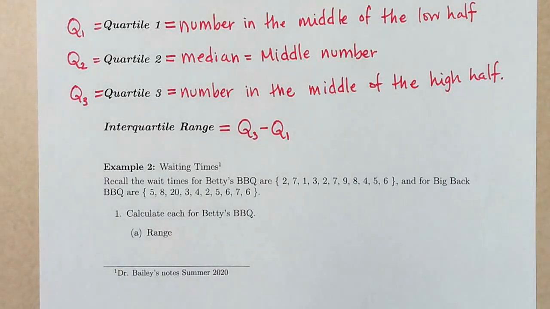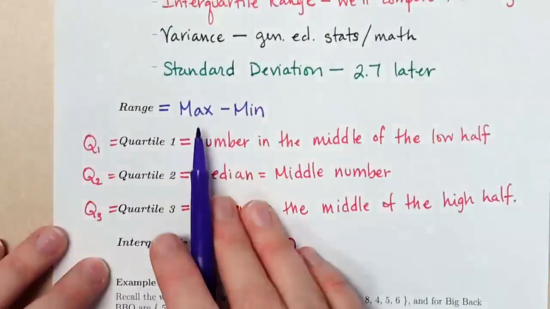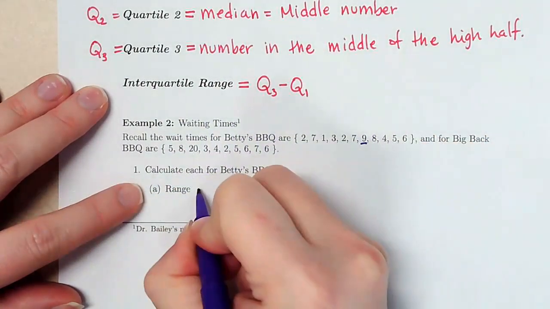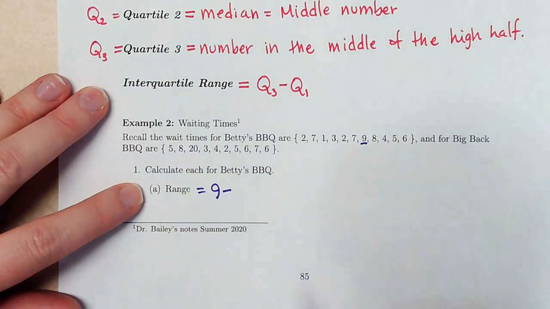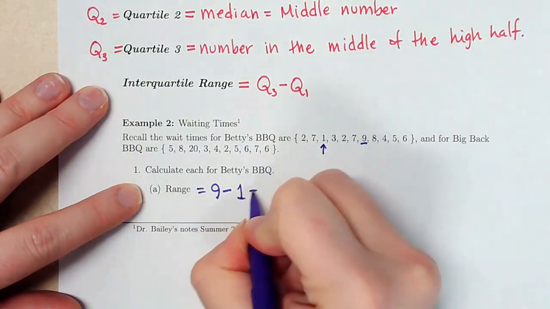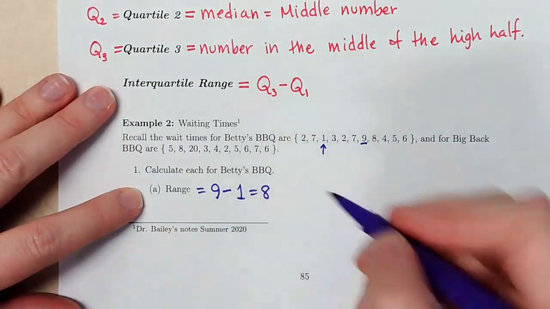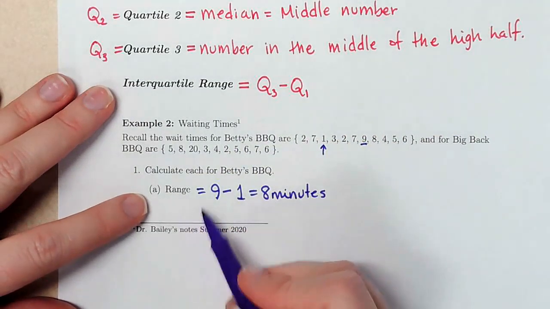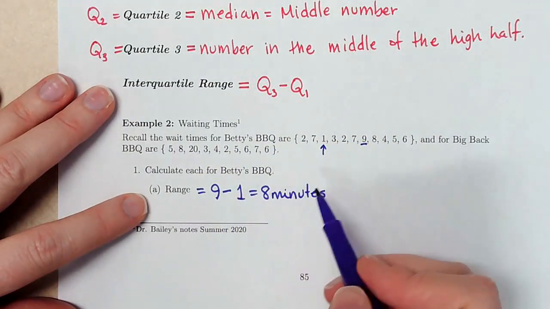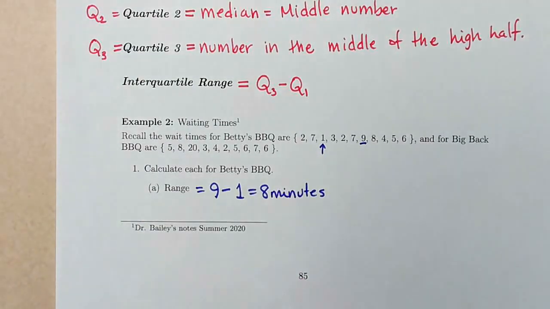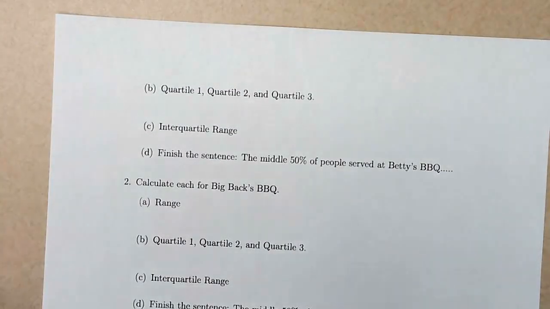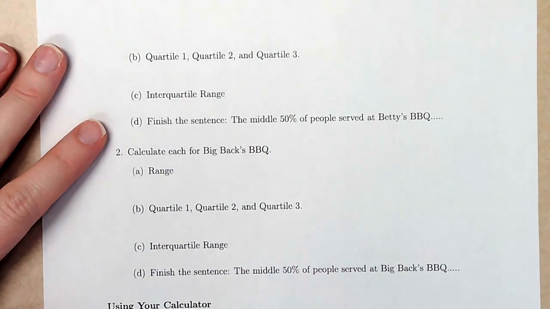Okay, so I look and I ask, what is the maximum number, or the highest number? And I see a 9. And then I say, what is the lowest? I see that right here. So 8 minutes. So the difference between the person who had to wait the longest and the shortest is 8 minutes. Okay, what else is it looking for? The quartiles and the interquartile range.